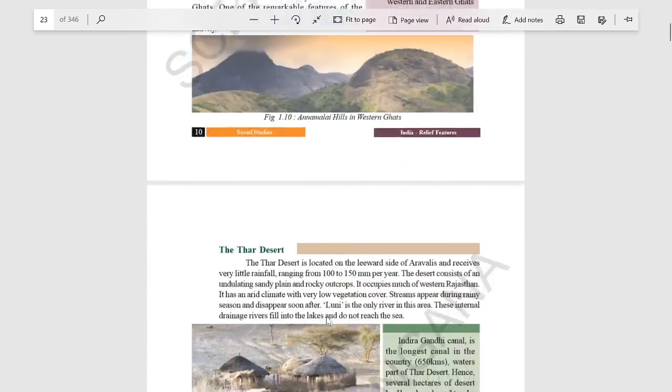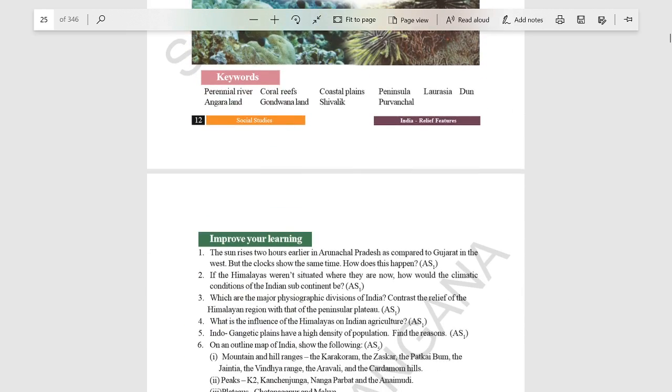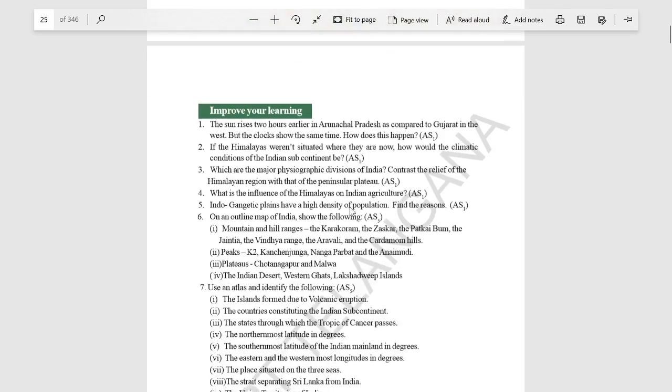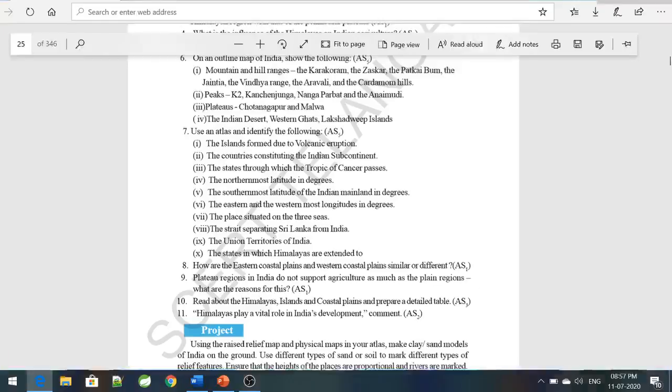This is desert, islands, and these are the keywords. For this I have prepared a PPT: perennial rivers, coral reefs, just for your understanding. And these question answers are also there. So let's go.